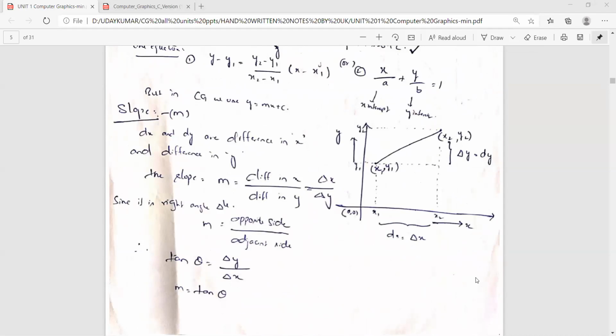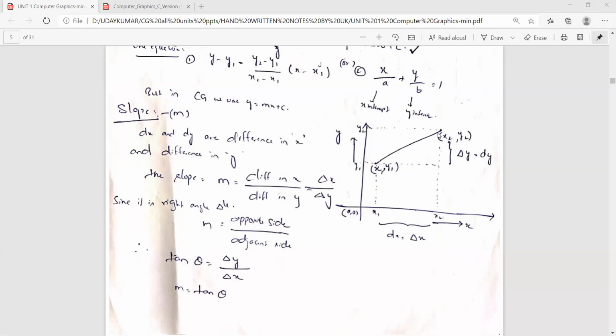So let us see that figure, which has an x-axis and y-axis, and the origin is 0, 0. Let x1, y1 be the starting point and x2, y2 be the ending point. Now we have to calculate the slope.